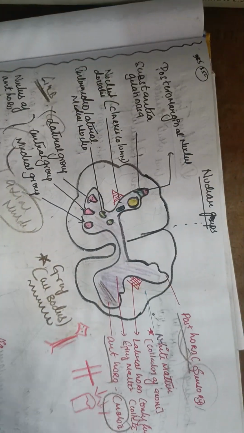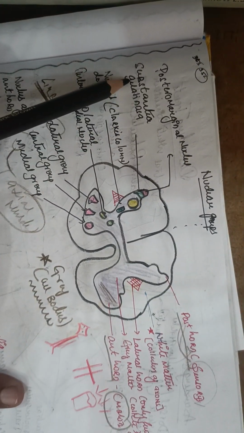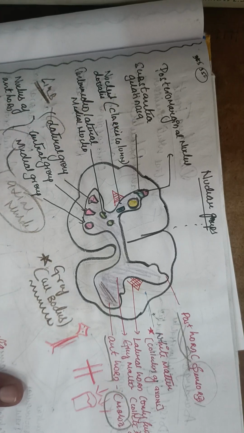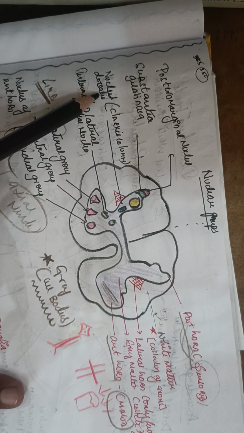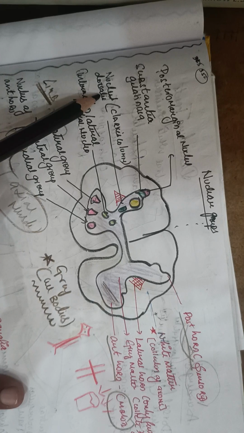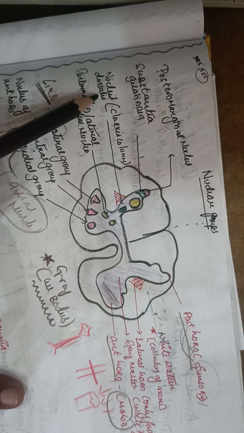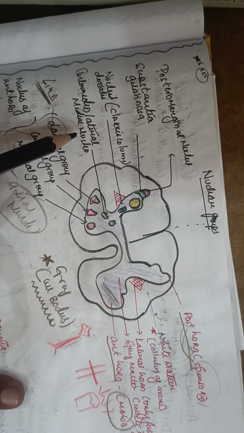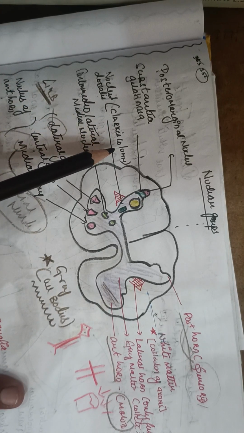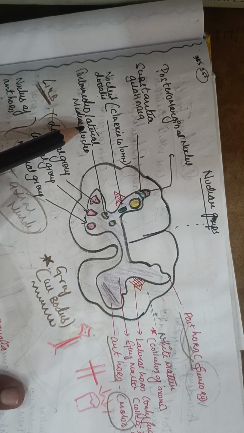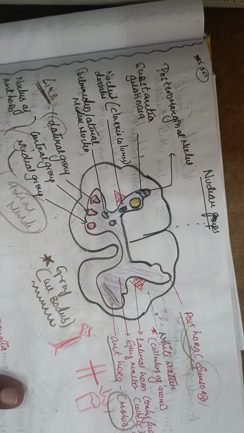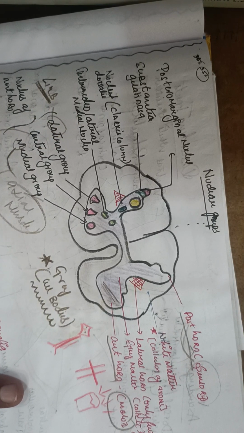If you look at the first nucleus, the one which is here is the substantia gelatinosa. The second one is the nucleus proprius, which you can look at here, and we'll discuss it. And you have something known as Clarke's column. This is Clarke's column. You have the next one, the visceral afferent.